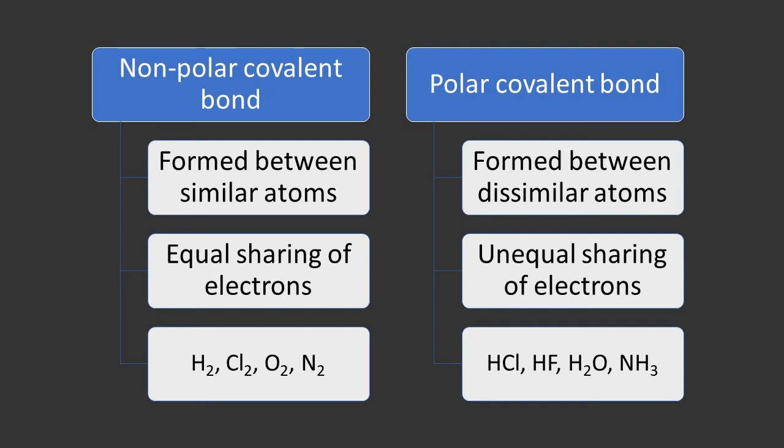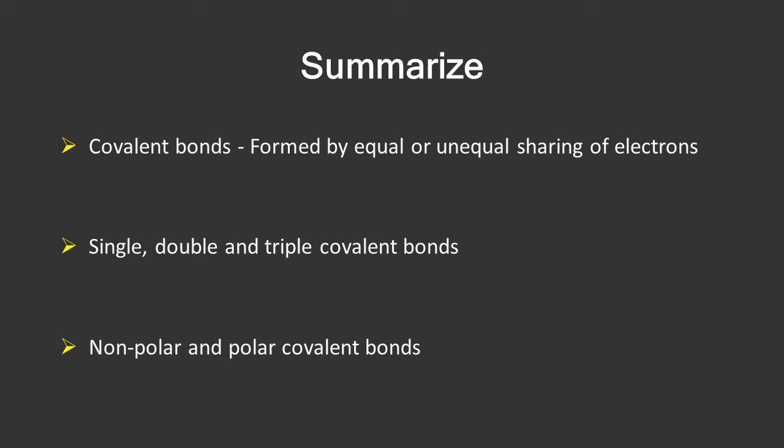between the two atoms. So, to summarize, covalent bonds are formed by the equal or unequal sharing of electrons. Single, double, and triple covalent bonds are formed by the sharing of 1, 2, and 3 pairs of electrons respectively. Nonpolar and polar covalent bonds are formed based on the difference in the electronegativities of the two atoms.